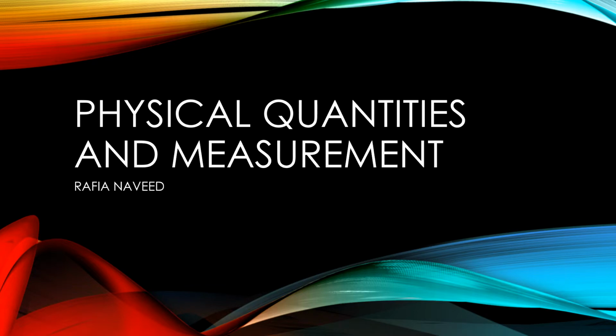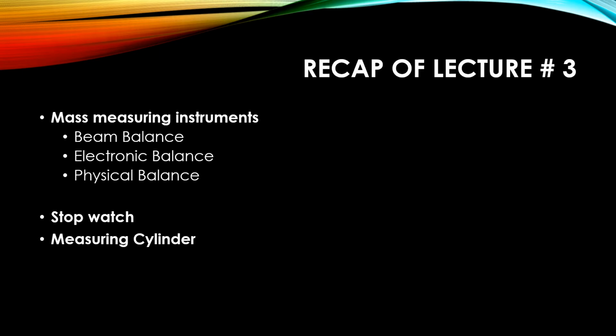Physical quantities and measurement. Before starting today's lecture, let's have a recap of the previous lecture, lecture number 3, in which we studied the mass measuring instruments: the beam balance, the electronic balance, and the physical balance. We studied their working as well. The next was the time measuring instrument, the stopwatch. We studied two types of stopwatches, analog and digital. The last one was the volume measuring instrument, the measuring cylinder, in which we studied the methods of measuring the volume of a liquid as well as of irregularly shaped objects.